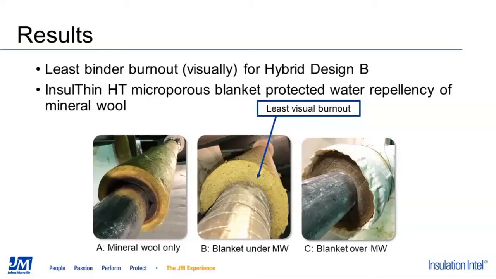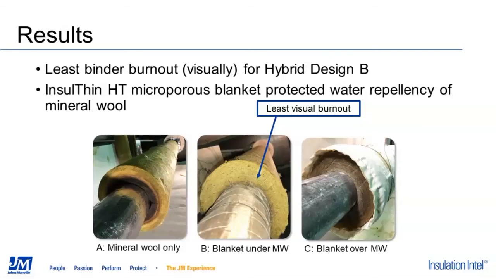We also did some quantitative work. It was not just looking at the pictures and at the insulation. We determined that not only do we visually see less binder burnout, but having that Insulate HT microporous blanket protected the mineral wool and retained its water repellency, the same as it was coming out of the box, at least at the conditions we studied here. And what does it mean for the facility? The concept of this work was: what does it mean if your insulation potentially can get wet, and how do you have a resilient system design?